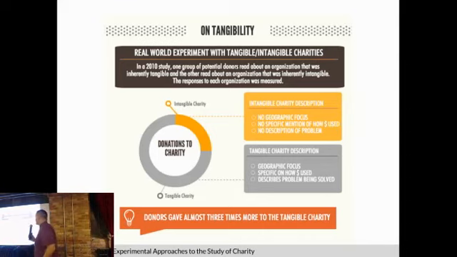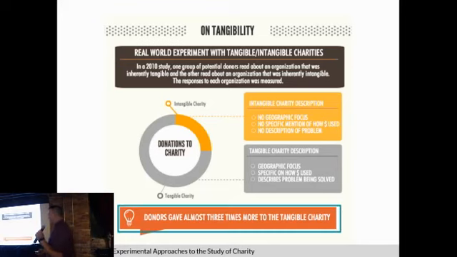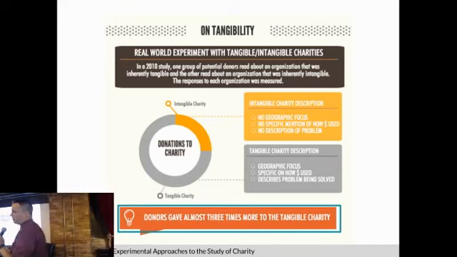In this study, they positioned 2 different organizations in a controlled environment. One had no geographic focus, no specific mention of how the money was being used or what the problem was. And the other one just said, this is where we're working, here's how we use the money, here's the problem. The one that did that raised 3 times more money than the one that was pretty generic.